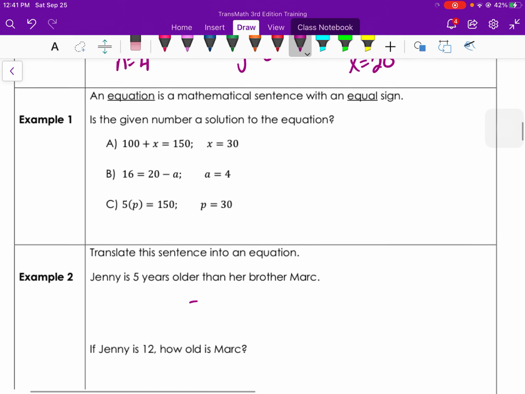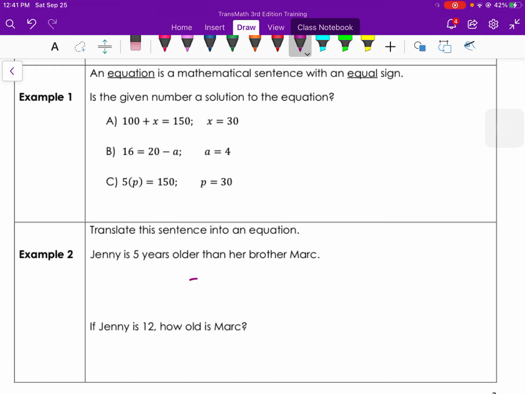So just another review, the equation is a mathematical sentence with that equal sign. And the solution to an equation is what makes the equation true. So in A, if our equation is 100 plus x equals 150, is x equals 30 a solution? If we plug that in, 100 plus 30, is that equal to 150? We find that we get 130 equals 150, which is not true.